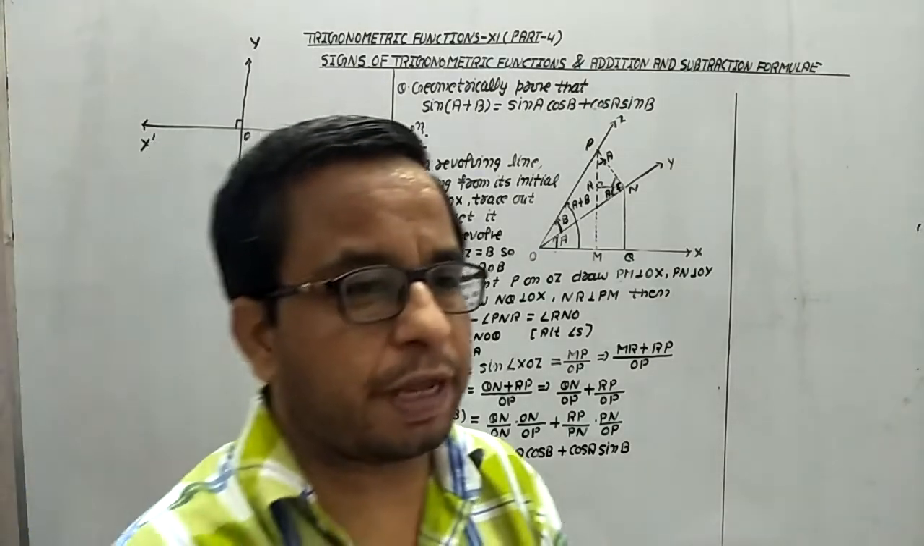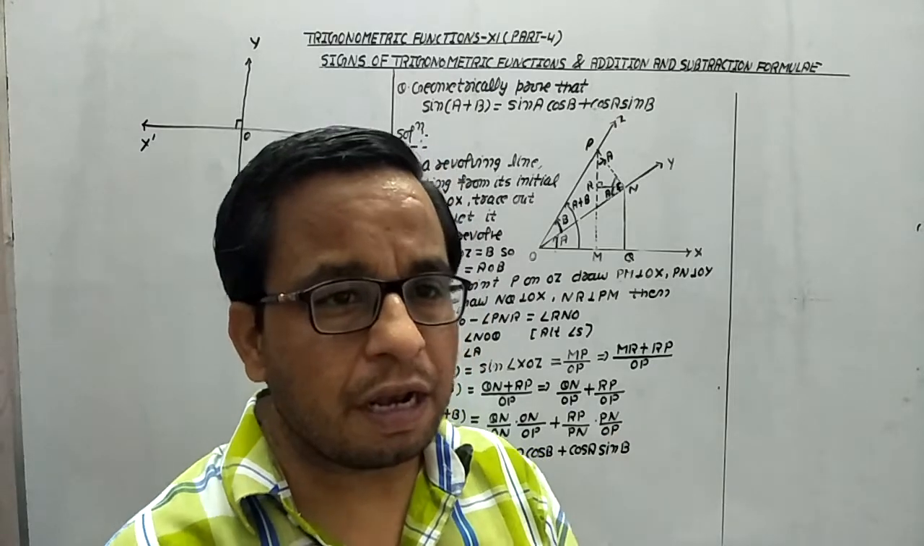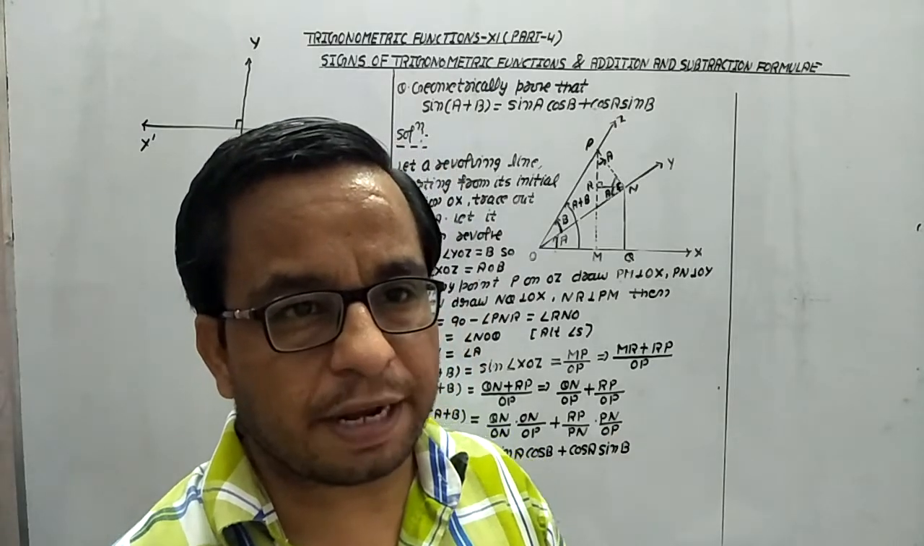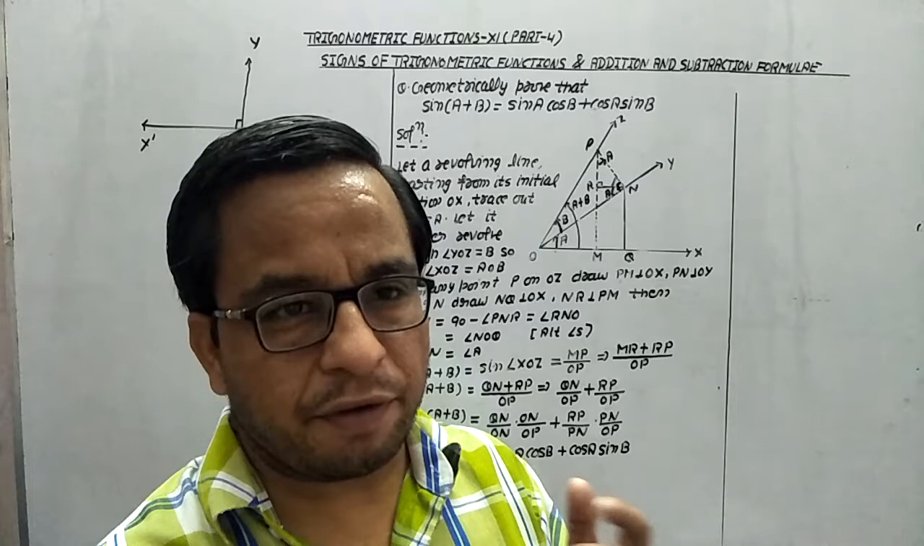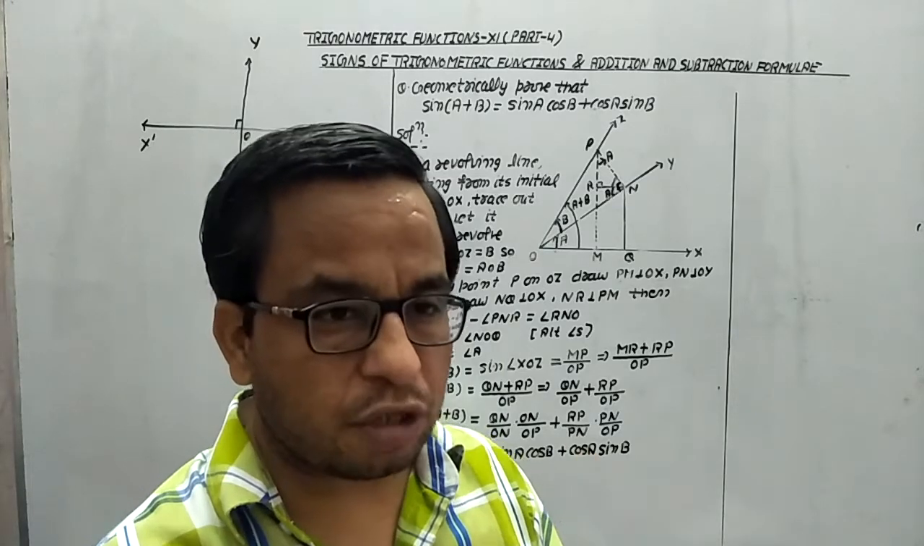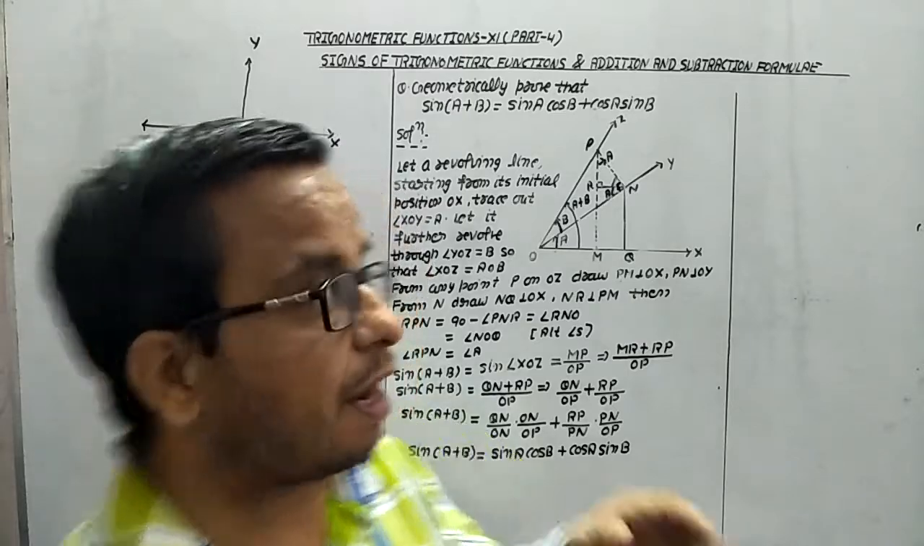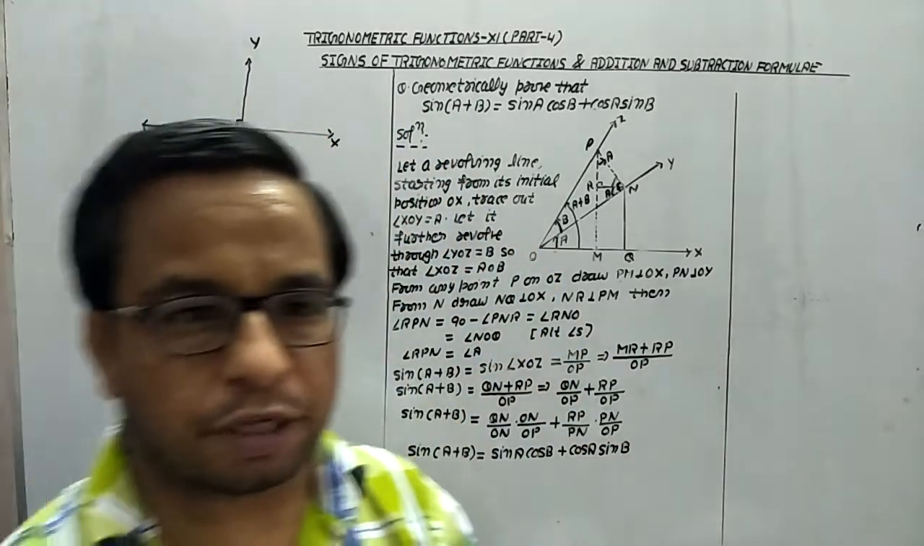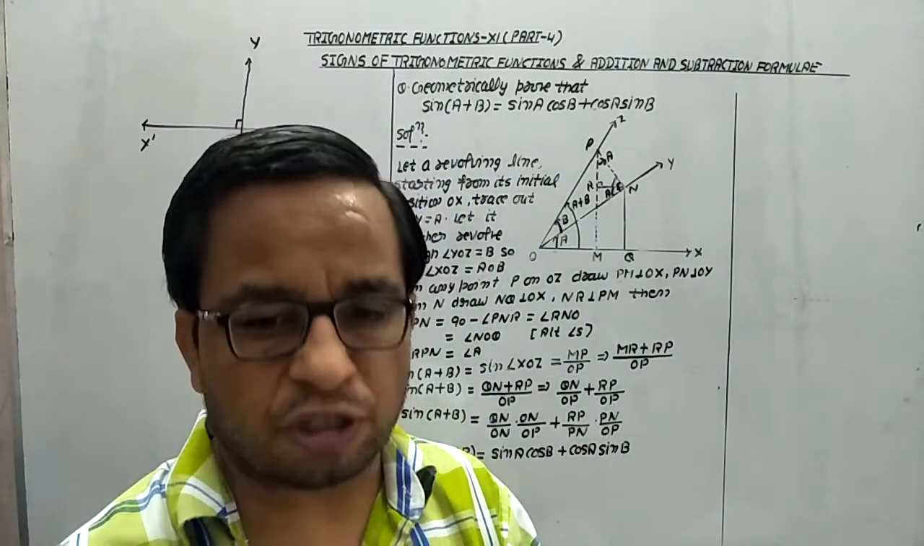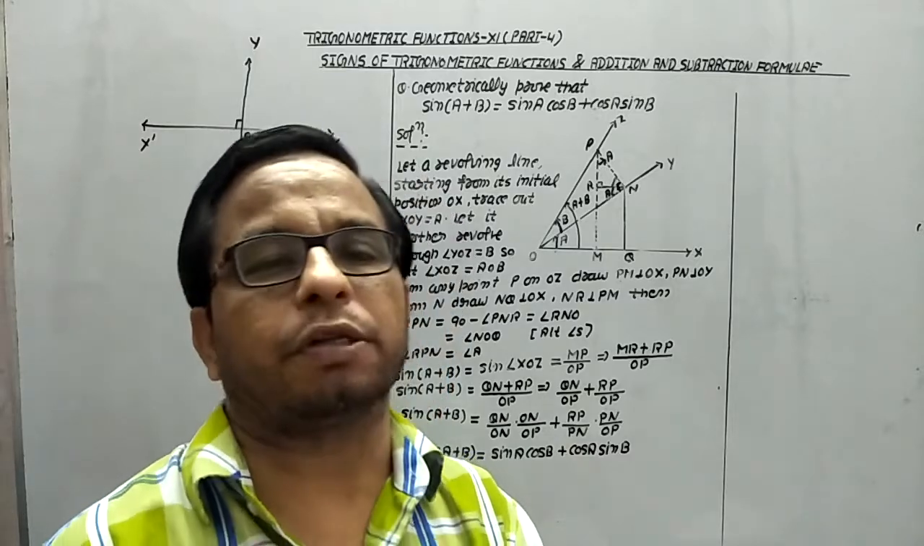In the last video I explained that if you take the unit circle, then cos theta always represents the x coordinate and sin theta is equal to the y coordinate. So here the x and y coordinates are both positive. It means sin theta is positive, cos theta is also positive.